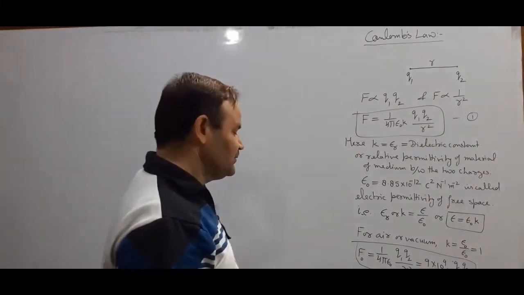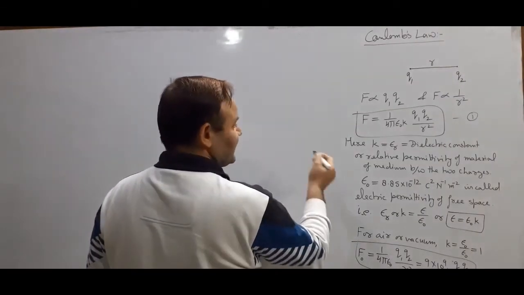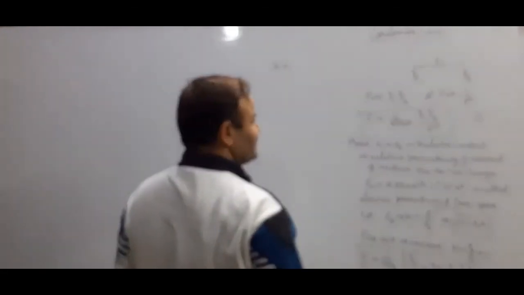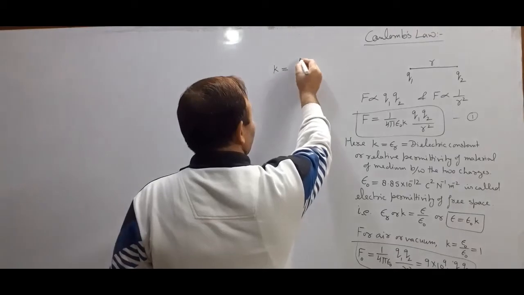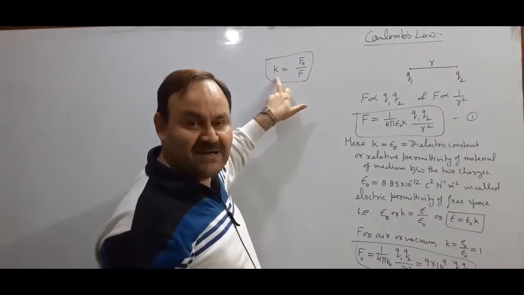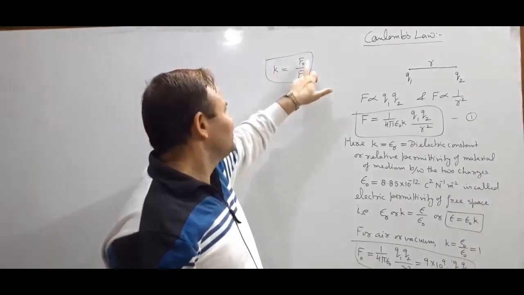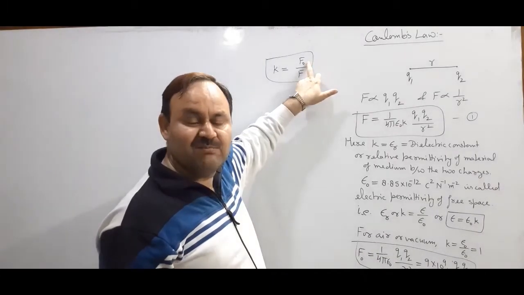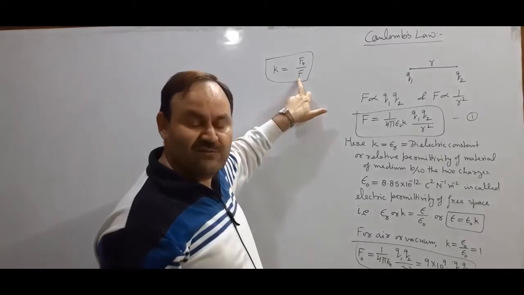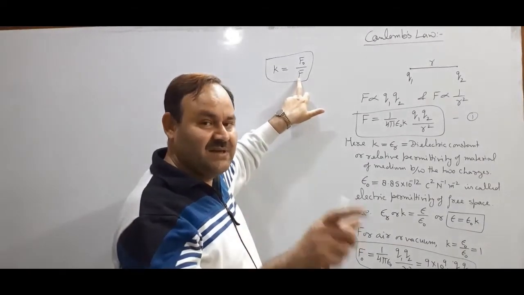From 1 and 2, we find that 2 divided by 1 gives K. So K is equal to F naught upon F. That is, dielectric constant of a medium can be defined as the ratio of force between two charges placed at a certain separation in vacuum to the force between same two charges placed at same separation in medium.